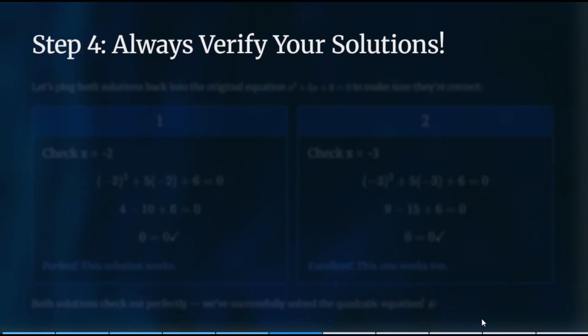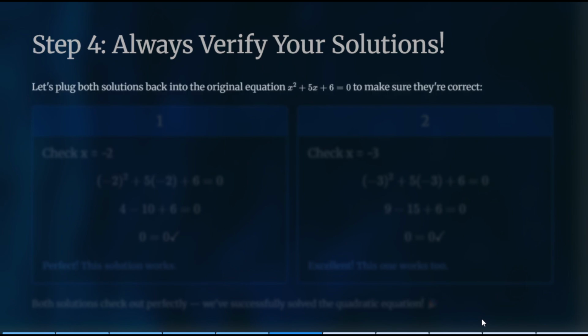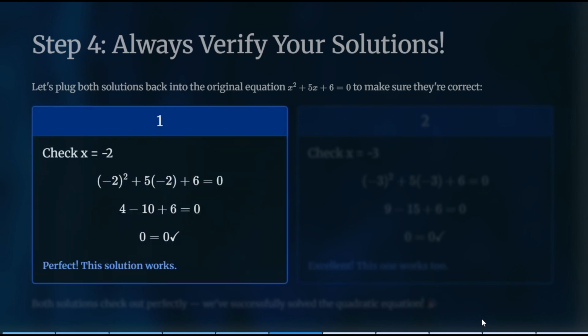Now, we always need to verify a solution. First, let's plug both solutions back into the original equation of x squared plus 5x plus 6 equals 0 to make sure they're correct. So when x equals negative 2, which was our first solution, negative 2 squared is 4, plus 5 times negative 2 is negative 10, plus 6. Is that equal to 0? Yes. Therefore, this solution works.